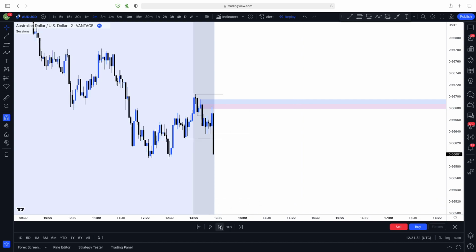So let's continue to play and see what happens. And then we get a beautiful reaction. We get a wick into between the open and the 50% and then a really nice momentum candle to the downside, okay? So now what we can do is mark out that.